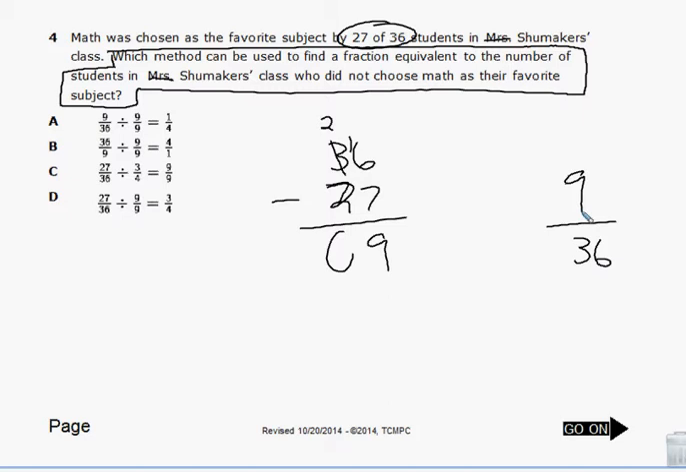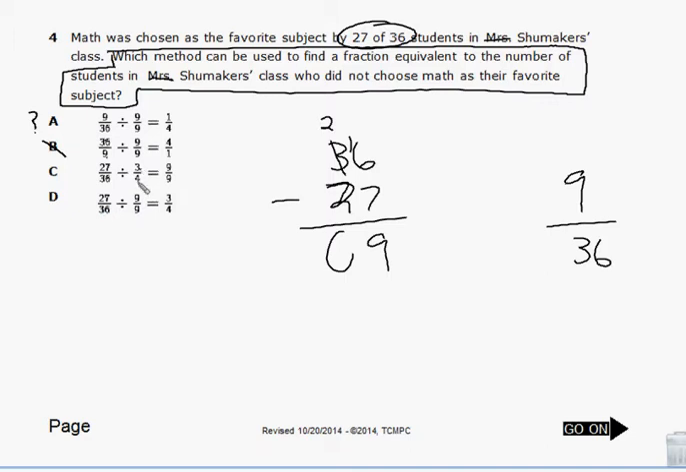So on this one, I could probably go ahead and eliminate. There's only one answer choice that has 9/36 as one of the fractions. And 36 over 9, they basically just did that one backwards. And 27 over 36 would be the fraction of people who did choose math as their favorite subject, and this one's 27/36.